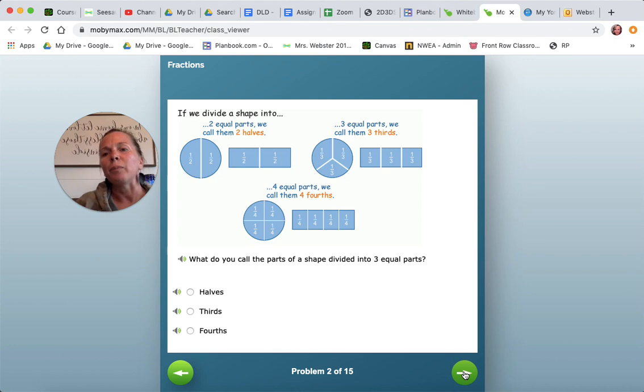Let's look now. If we divide a shape into 2 equal parts, we call them 2/2. If we divide it into 3 equal parts, we call it 3/3. And if we divide it into 4 equal parts, we call it 4/4 to make that whole. What do you call the parts of the shape divided into 3 equal parts? Thirds, that's right. Thirds is correct.